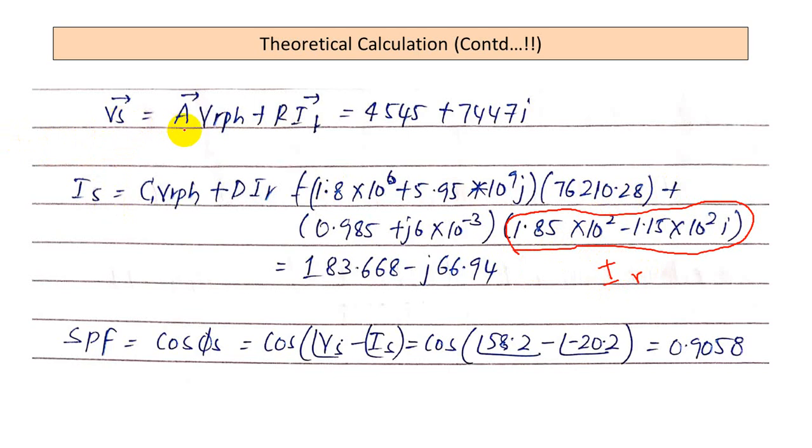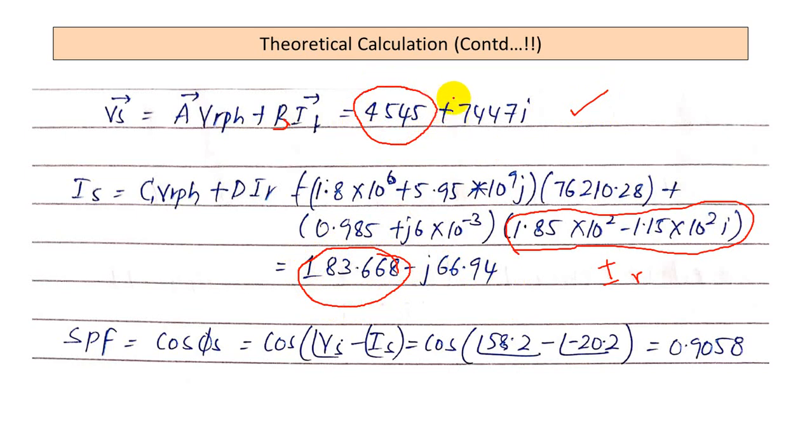VS is nothing but A into VR phase plus B into IR phase. When you substitute it, you will get the voltage value as 4.5 kilovolt as your VS, and IS you will get as 183.668 as the magnitude of your IS. These are complex terms, so these are your polar terms.